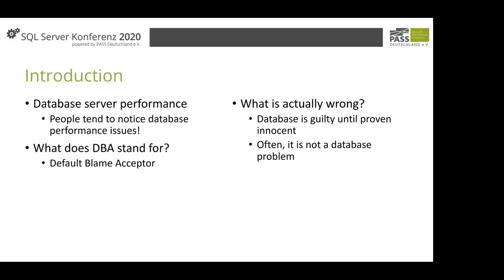If you're a database administrator, you know that when your server's not performing well, people tend to notice pretty quickly. Everybody tends to blame the database, and DBA actually stands for default blame acceptor, if you didn't know that. People always assume that the database is the problem. It's guilty until proven innocent. And sometimes your performance problems are not a database problem. So back when I was working at NewsGator, I got tired of always hearing, what's wrong with the database? Why is the website slow? It must be the database. So I started working on these queries to figure out what is wrong, if anything, with the database.